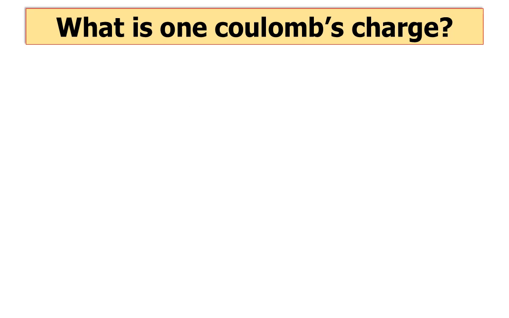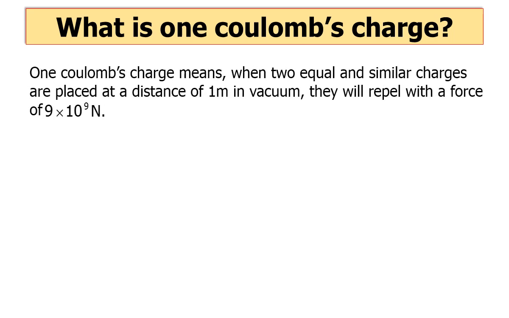Now what is 1 Coulomb charge? 1 Coulomb charge means when two equal and similar charges are placed at a distance of 1 meter in vacuum, they will repel with a force of 9 into 10 to the power 9 Newton. That means if two similar and equal charges are placed in vacuum at a distance of 1 meter, then they will feel 9 into 10 to the power 9 Newton force.